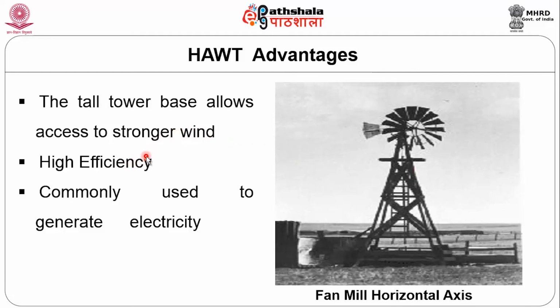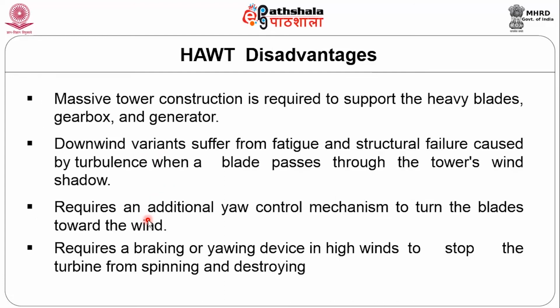An advantage of the horizontal axis wind turbine is that the taller tower base allows access to stronger wind. The horizontal axis wind turbine has a tall tower, so it has access to the stronger wind. It has high efficiency when compared with the vertical axis, and is commonly used to produce electricity. It has some disadvantages: massive tower construction is required to support the heavy blades, gearbox and generator. Downwind variants suffer from fatigue and structural failure caused by turbulence when a blade passes through the tower's wind shadow.